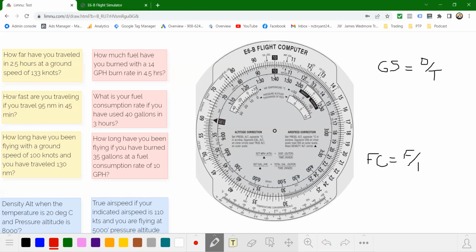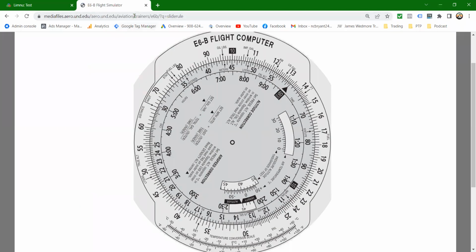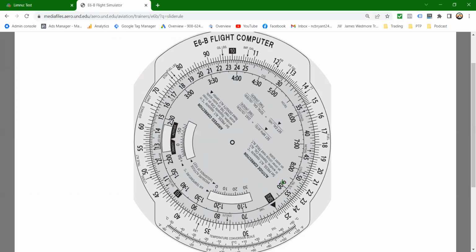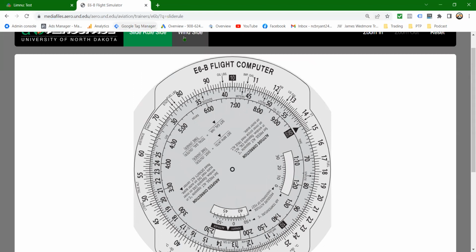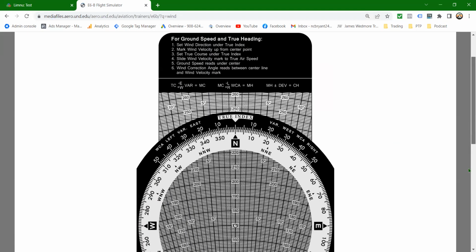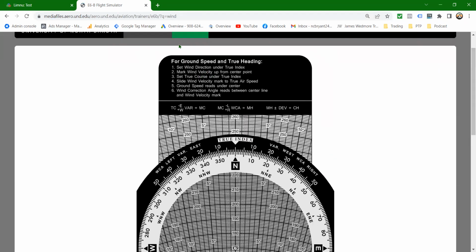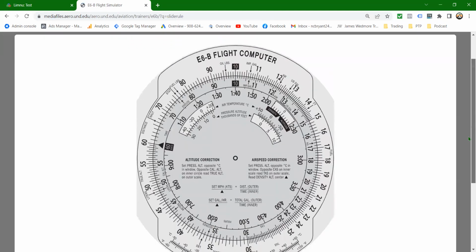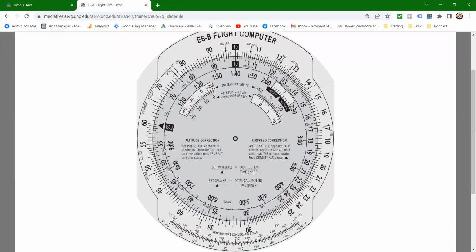But let's get to some examples because that's the best way to learn. And then I'll tell you what these mean and how to do those examples. I'm going to be using this really cool, handy dandy E6B flight simulator. The University of North Dakota makes this, and it's really cool because you can spin it around on your computer. I've talked about this before, and it also has the wind side, which I mentioned we probably won't get to today, but we'll probably do that next week because there's a lot to cover on this side. But I'm going to send you guys that link in the chat to this.